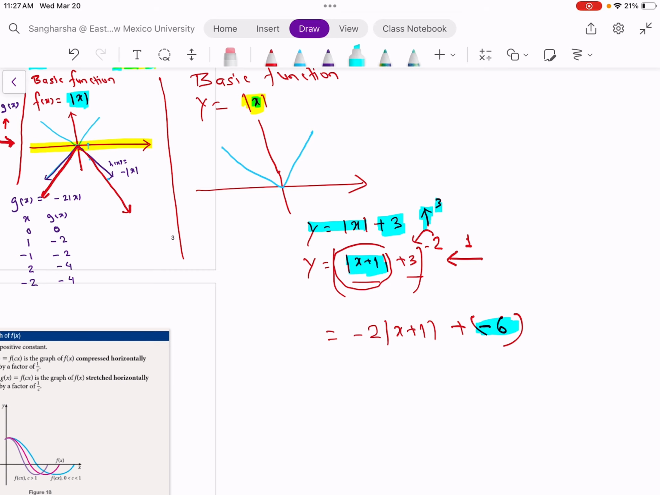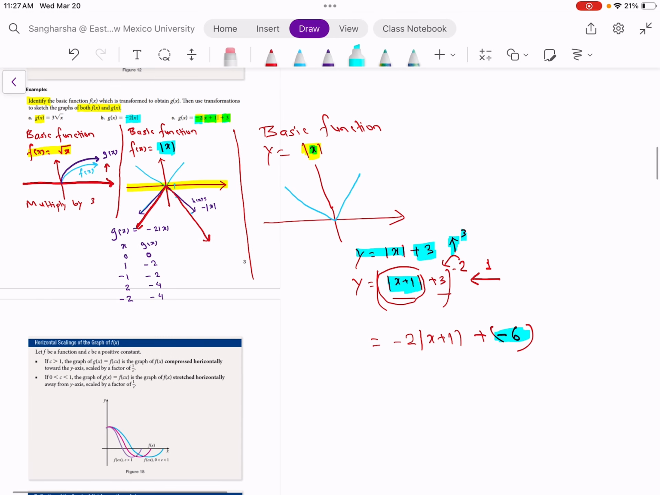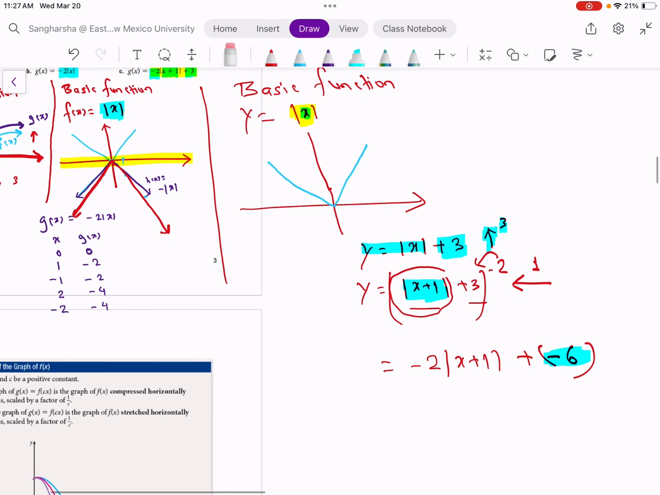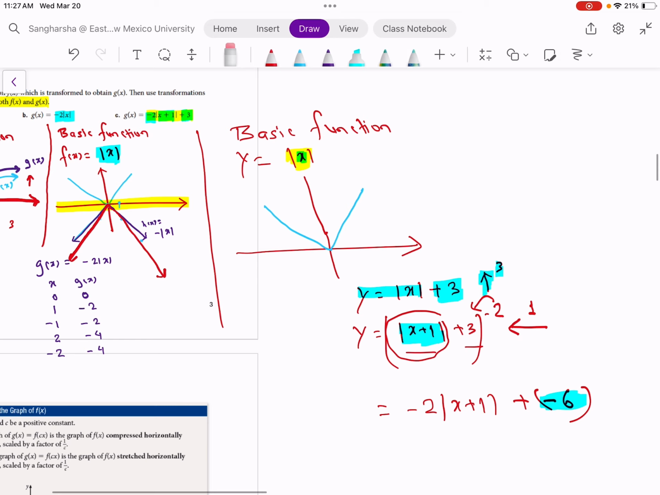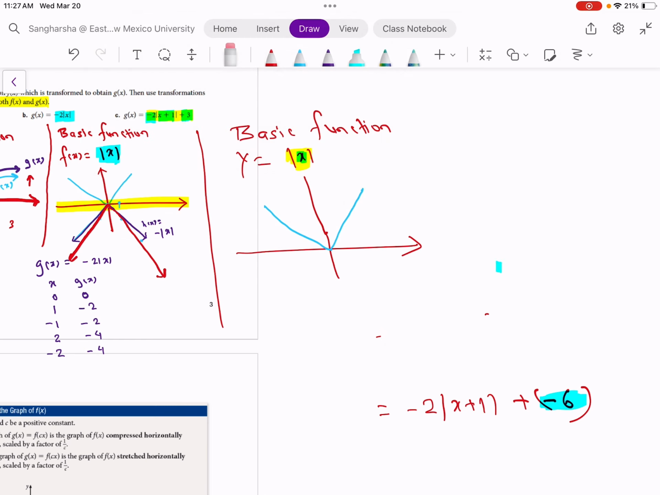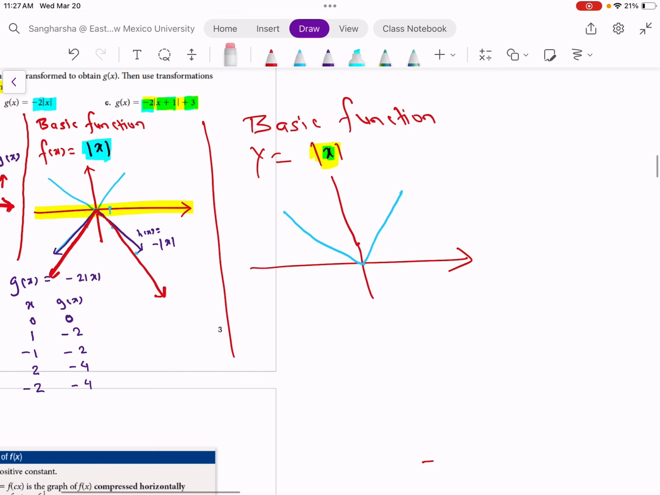okay? So whatever we did here is not correct. It does not give us the final answer. So let's start by multiplying this basic function by -2. And the reason is that we need -2 in front of absolute value. So we need -2 in front of absolute value, right? So let's multiply this function by -2.